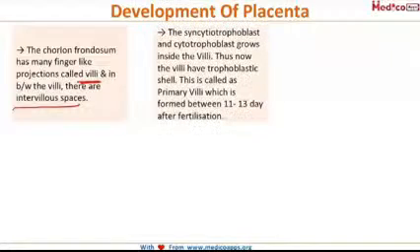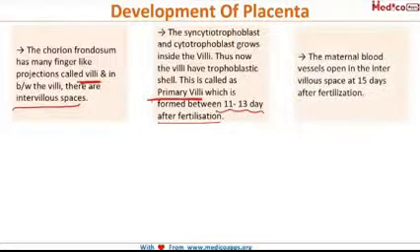The Syncytiotrophoblast and the Cytotrophoblast grow inside the villi, and now these villi have a trophoblastic shell. This primary structure is called the primary villi, which is formed between 11 to 13 days after fertilization. Now, after this, the next event in the sequence is the maternal vessels opening in the intervillous space, and that occurs at 15 days after fertilization.